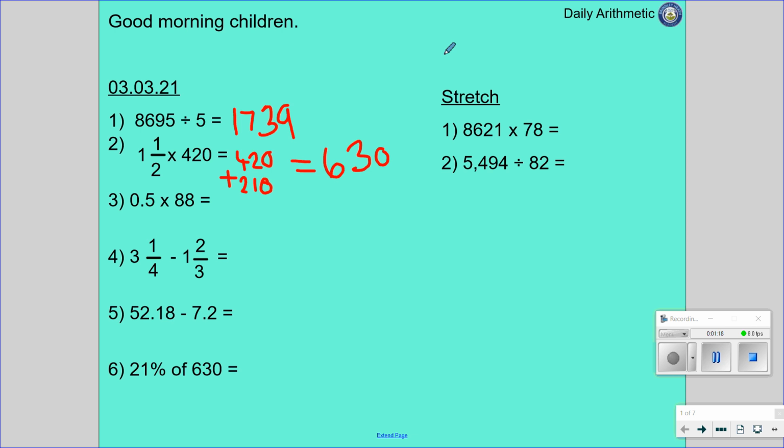Question 3, 0.5 times 88. That 0.5 means half, so half of 88 is 44.